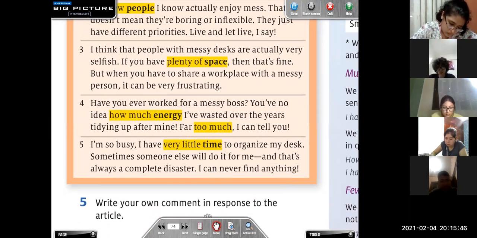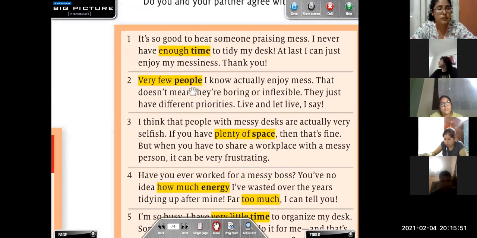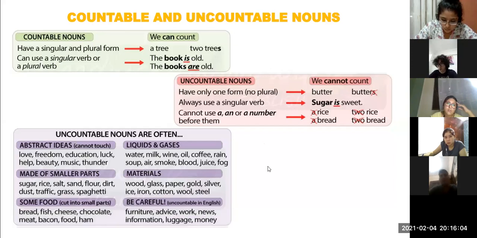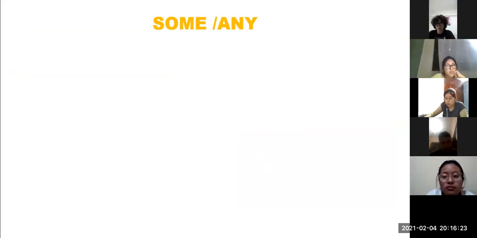Okay, very good. And if you can see, before these words, we have some quantifiers, okay? So we are going to learn or remember a little bit more about the quantifiers that we can use with countable and uncountable nouns, okay? We use some and any. Do you remember when do we use some and when do we use any? For example, some. When do we use some? For countable or uncountable? Countable. For example, can you give me a sentence?